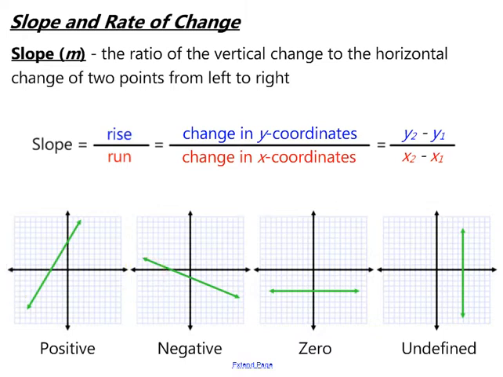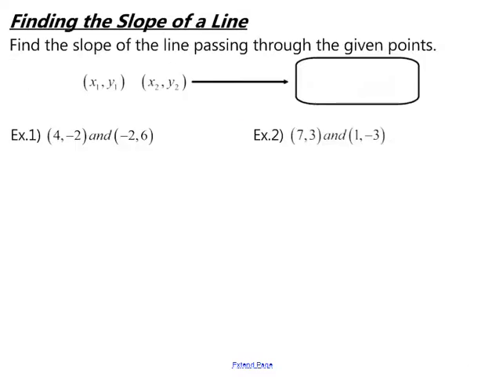So when we look at the graph from left to right, if our line is going upwards, we call that a positive slope. If the line is going downwards from left to right, we call that a negative slope. If it just goes straight across horizontally, that's a zero slope, and straight up and down vertically is an undefined slope.